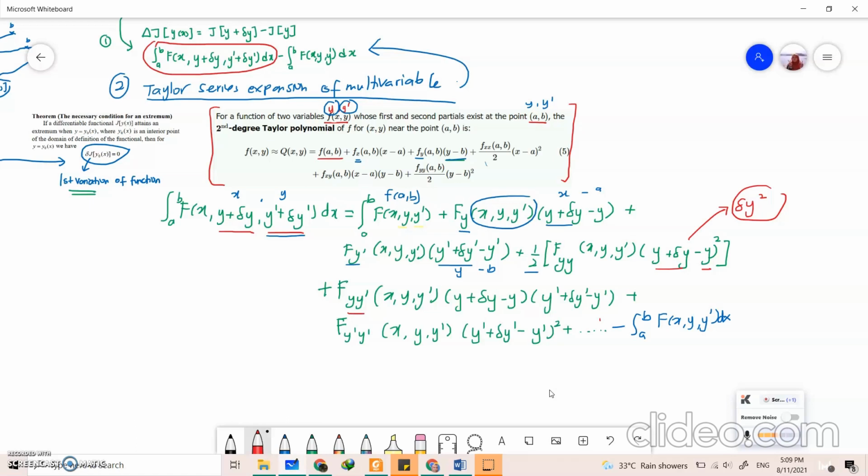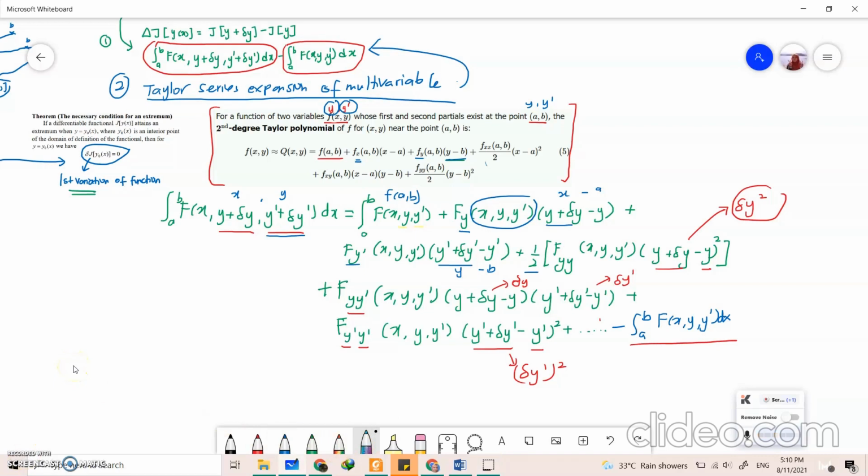At a, b, x, y prime, times (x minus a), which is y plus delta y minus y, so this is delta y. And then (y minus b), where y is y prime plus delta y prime minus y prime, so this one becomes delta y prime. And the next one here is f_yy, so your y is y prime, so f_y prime y prime, at a, b, times (y minus b) squared. So y is y prime plus delta y prime minus y prime, squared, and this becomes delta y prime squared. And then don't forget the second part here, minus the integral of a to b of f(x, y, y').